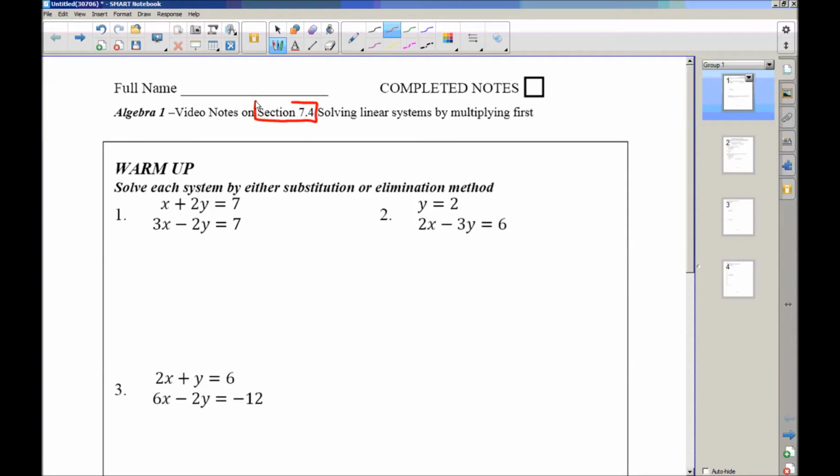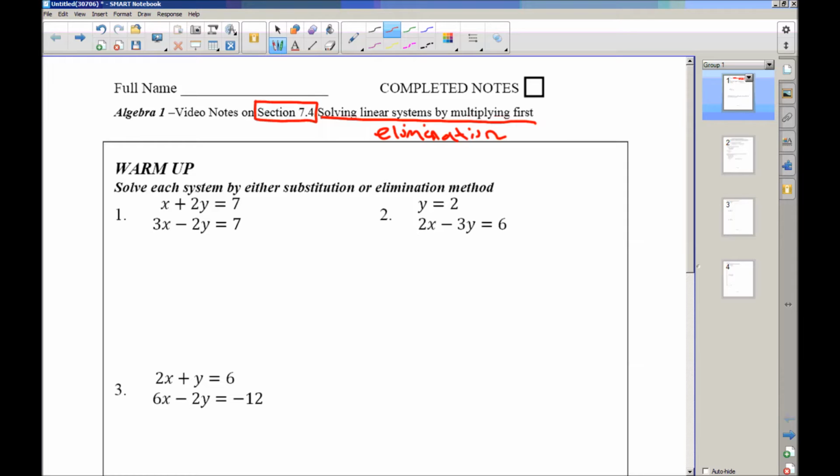Today we are covering section 7.4, solving linear systems by multiplying first. So this is our second day on the elimination method. Okay, and this will give us the full elimination method, so we'll learn how to solve any linear system using the elimination method. All right, so your warm-up was to solve each system by either substitution or elimination method, and yes, sometimes one is easier than the other.